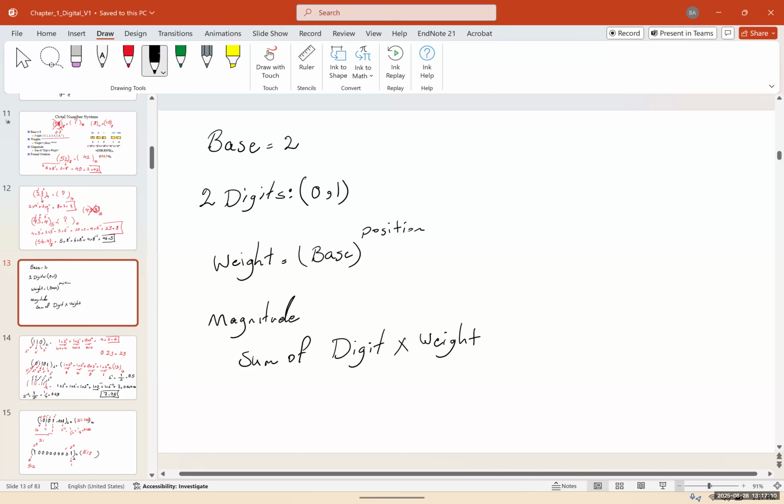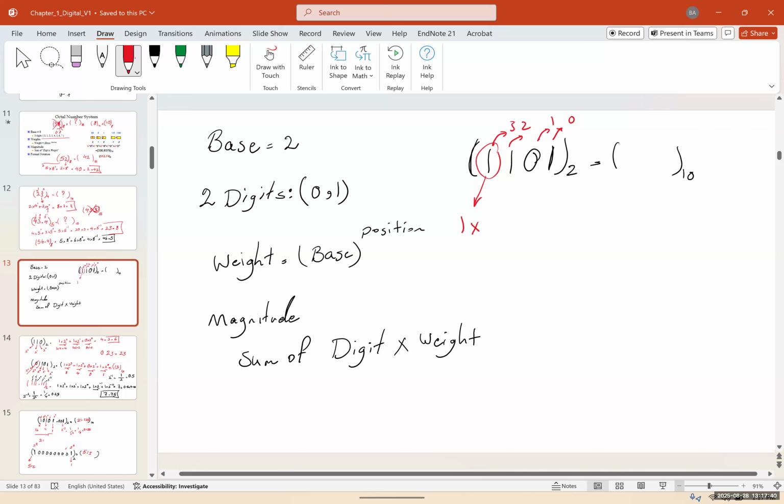So now let's solve a problem. Imagine we have this number 1101 and it's in base 2, and we want to convert it to base 10. So the position, this is 0, position 1, 2, 3. And then we multiply it by the digit itself.